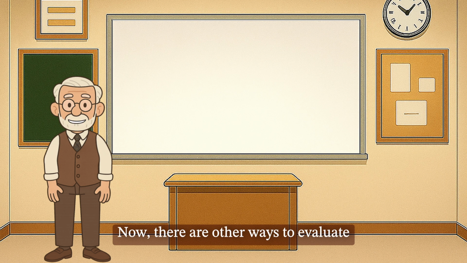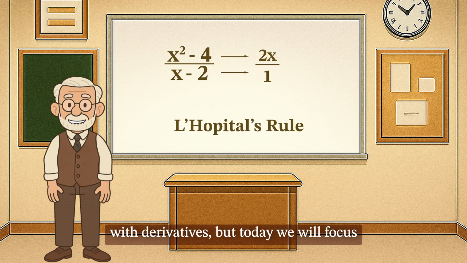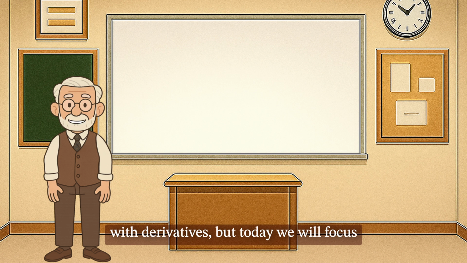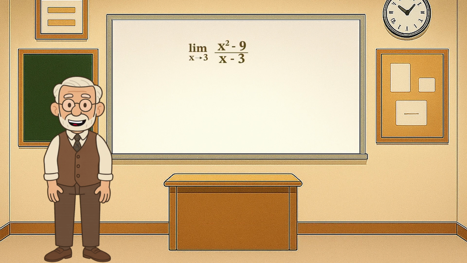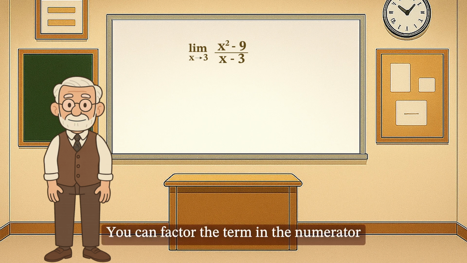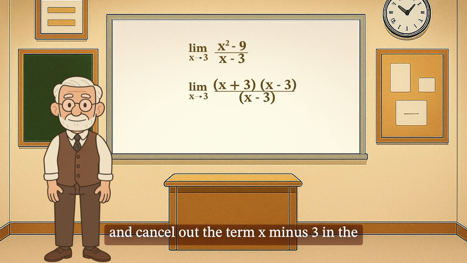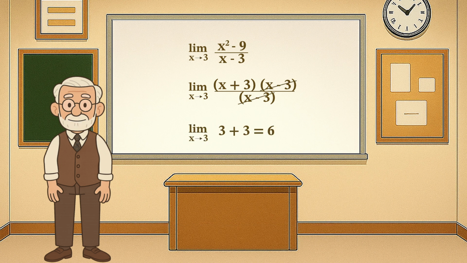Now, there are other ways to evaluate limits that evaluate to indeterminate with derivatives, but today we will focus on things you should try first. Can you think of a way to simplify this function? You can factor the term in the numerator and cancel out the term x minus 3 in the numerator and denominator. Then try to evaluate the function again. This time we get 6.